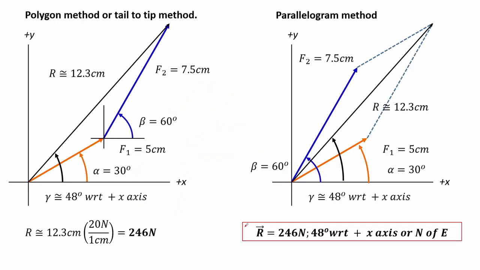Here we have the comparison of both graphical methods, which gave the same values. So, converting the centimeter units to newtons, we simply multiply by 20 newtons per centimeter and we get that the magnitude is about 246 newtons and it is oriented 48 degrees with respect to the positive x-axis. Or you could also say 48 degrees north of east.